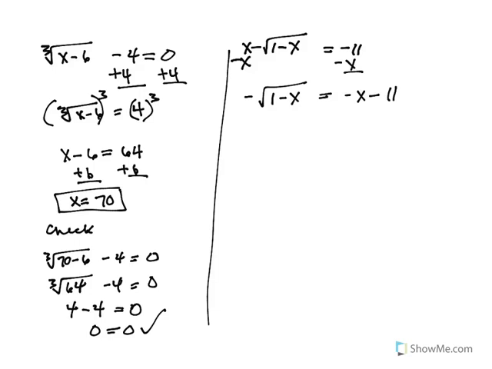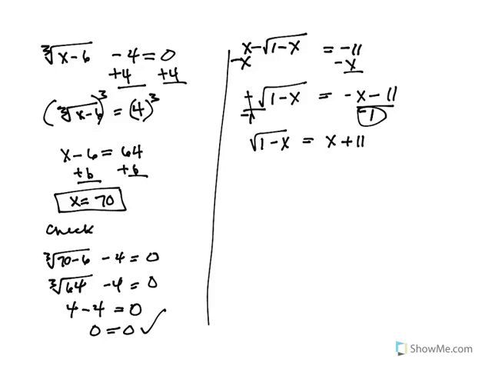What we're going to do is get rid of this negative in front. I'm going to divide both sides by negative 1. So the square root of 1 minus x equals x plus 11. I just divide each term by negative 1 because you don't want your square root to be negative. We want it isolated and positive. It's easier to get rid of it now.